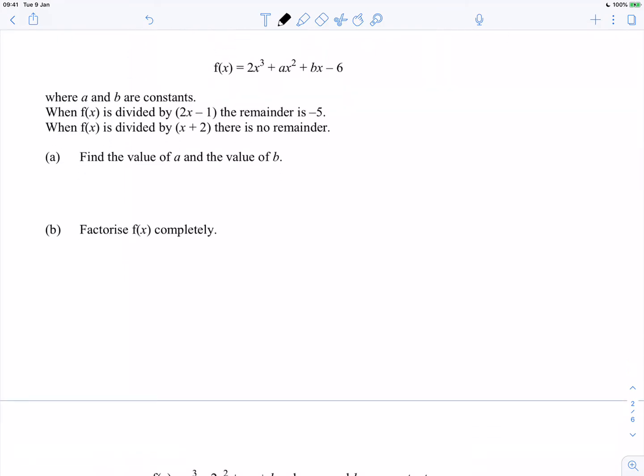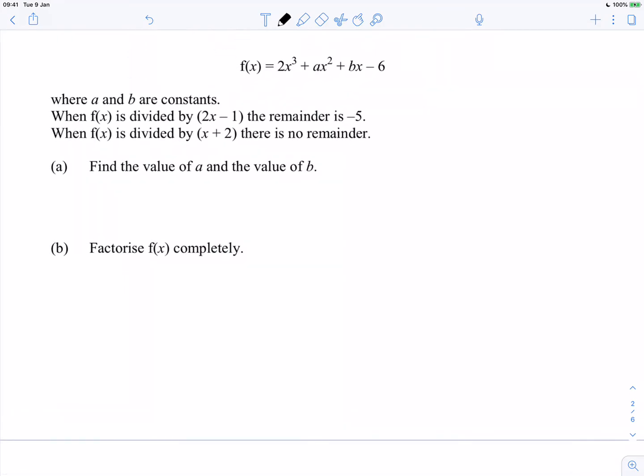Okay, next question. So pause the video, give it a go yourself. Okay, where f of x equals 2x cubed plus ax squared plus bx minus 6, where a and b are constants. When f of x is divided by 2x minus 1, the remainder is minus 5. And when f of x is divided by x plus 2, there is no remainder.